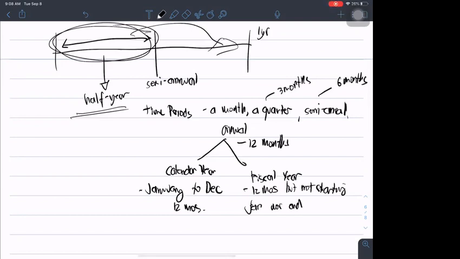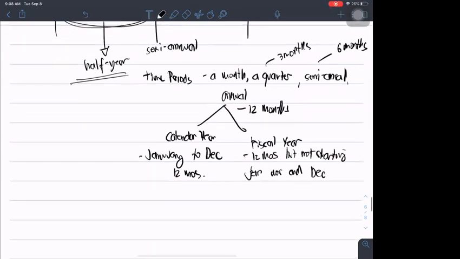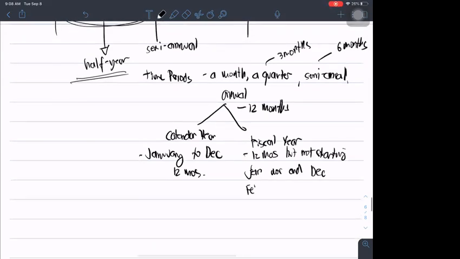So for example, we have February to January. So February 2020 to January 2021. That is still 1 year. However, it is not a calendar year, but a fiscal year. So this is known as your annual periods. If ever you are asked, what is an annual period? It is composed of 12 months.